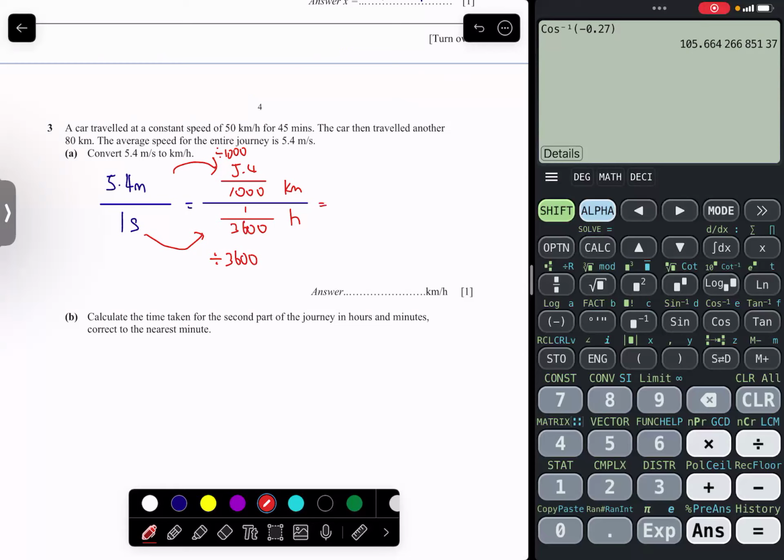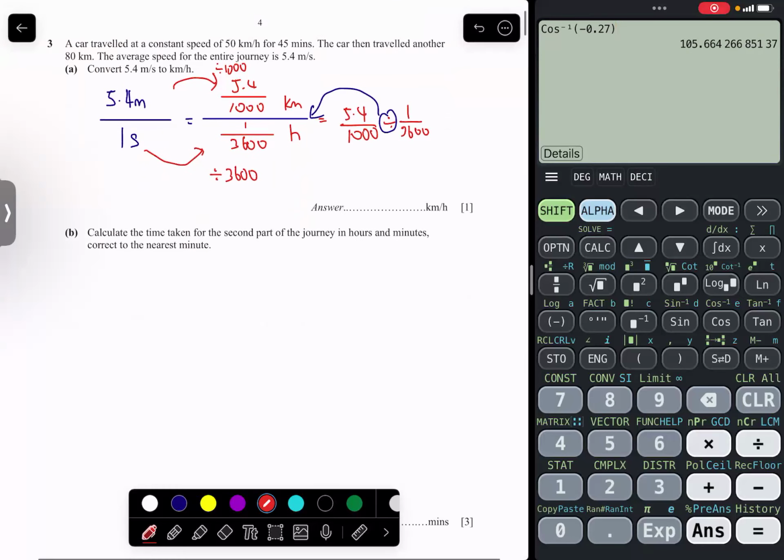Because of this, it will become 5.4 over 1,000 divided by 1 over 3,600. This fraction sign down here can be changed into a divide sign. Then we know primary school math: keep, change, flip. So 5.4 over 1,000 times 3,600 over 1, which will give you your answer of 5.4 times 3.6, 19.44 kilometers per hour. Since the answer is exact, I don't round off to 3 significant figures.